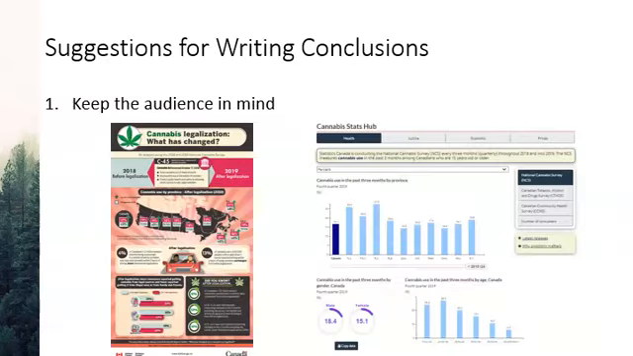Number 1 is that before you write your conclusion, you must think about the best way to communicate your research conclusions to your specific audience. The audience means who are you trying to communicate to. So why should you consider the audience? Let's look at this quick example.